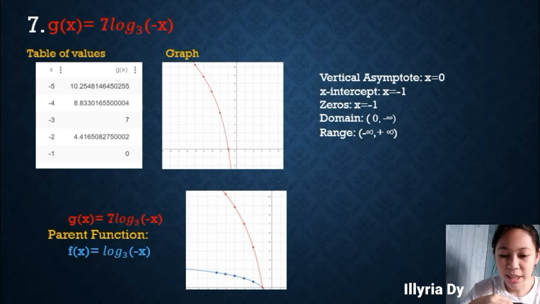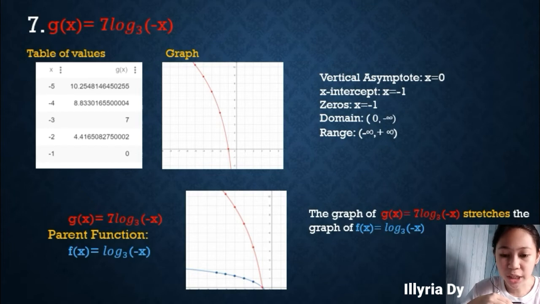We will describe it as the graph of g of x equals 7 log base 3 of negative x stretches the graph of f of x equals log base 3 of negative x. It stretches because the c here, which is 7, is greater than 0.